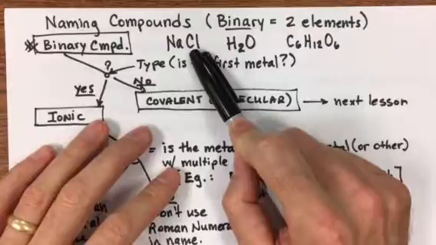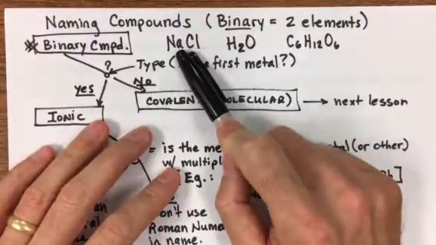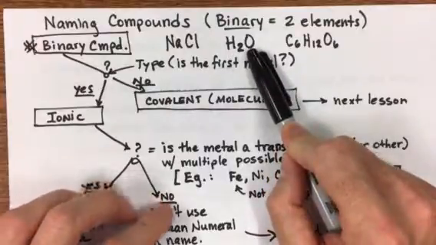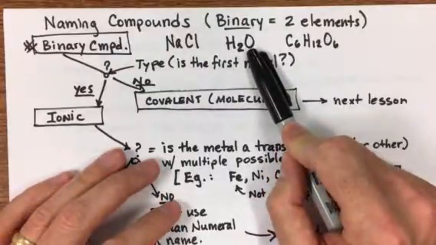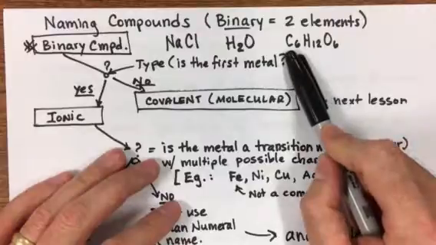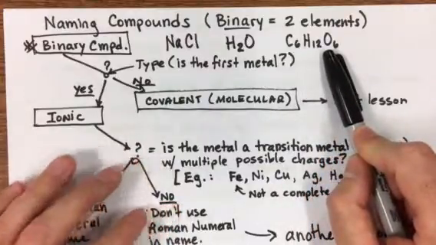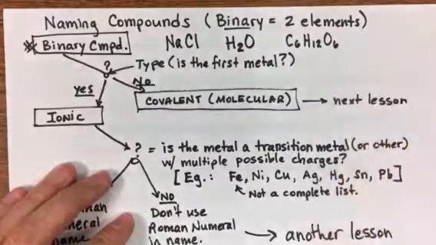NaCl, that is a binary compound. It's ionic, and we'll determine why in a sec. H2O, that is also a binary compound, but it is not ionic, and we'll determine that in a second. C6H12O6 is not a binary compound because it's got three elements.